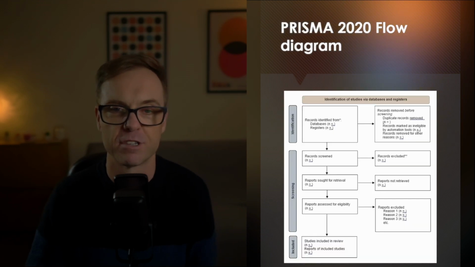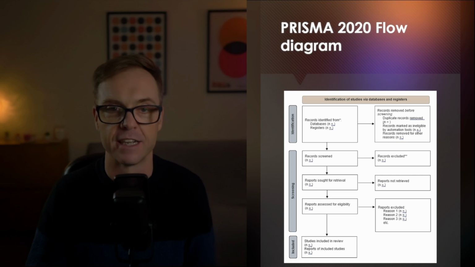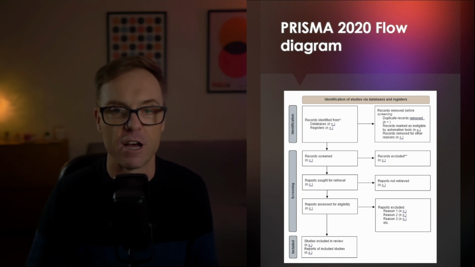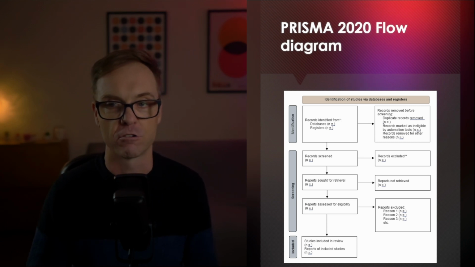This is part of the PRISMA 2020 flow diagram. It's not quite the one we'll end up with. There's some extra stuff on the side of the one we'll use next week. Pretty perfect for our purposes this week, with the exception that it mentions registers, which we can't use because we're not part of a Cochrane review group.